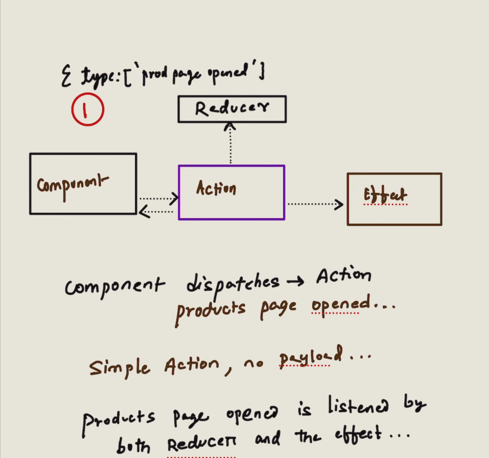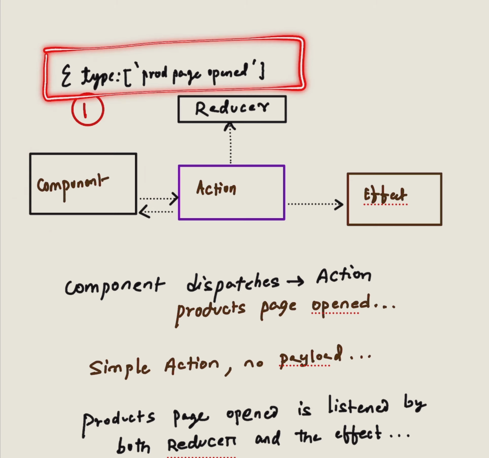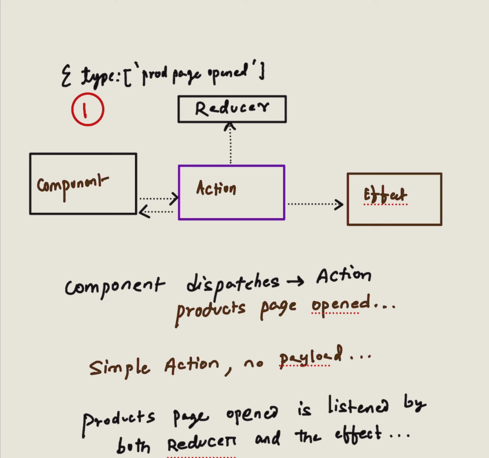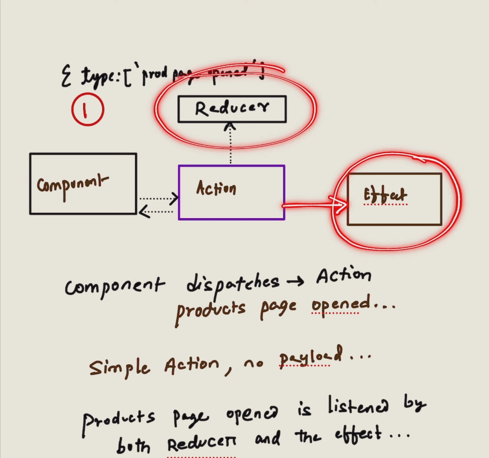Let's see the ngrx redux pattern. Suppose you have landed onto a products page. The component dispatches an action. This is the action, product page opened, and when you dispatch it, it is listened to by both the effect and the reducer.